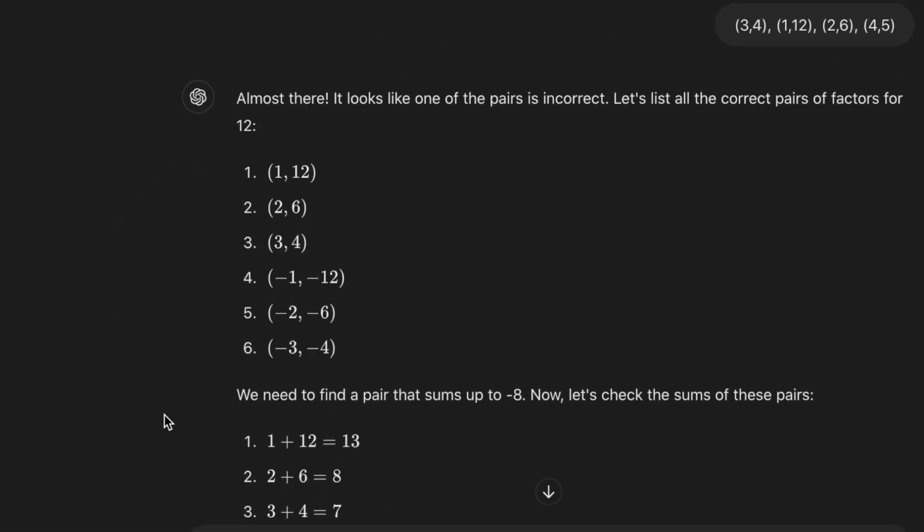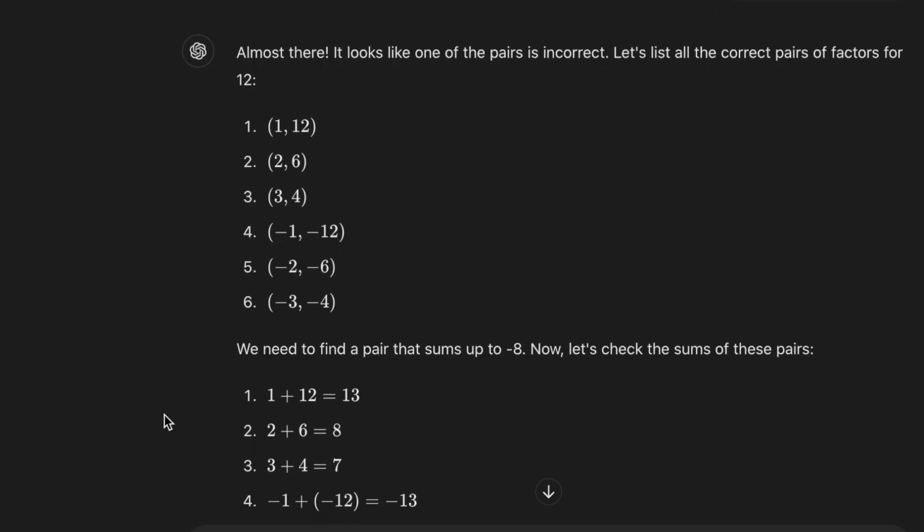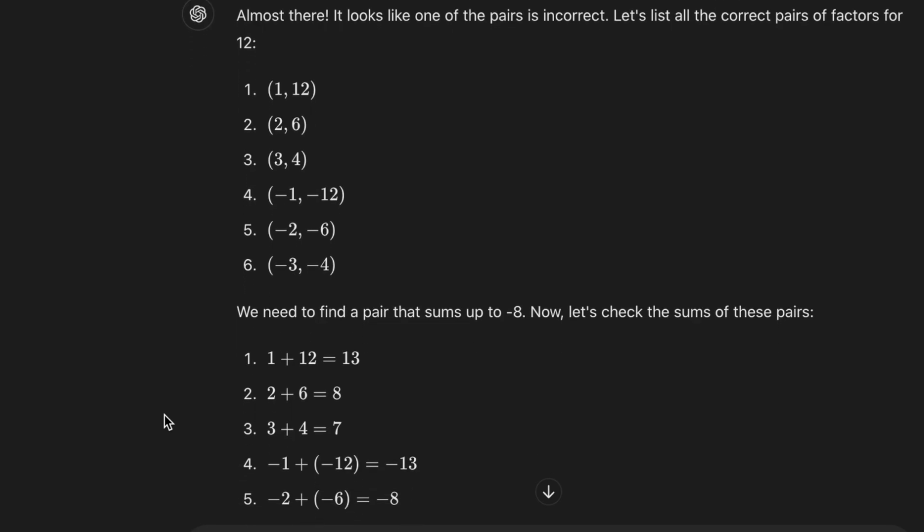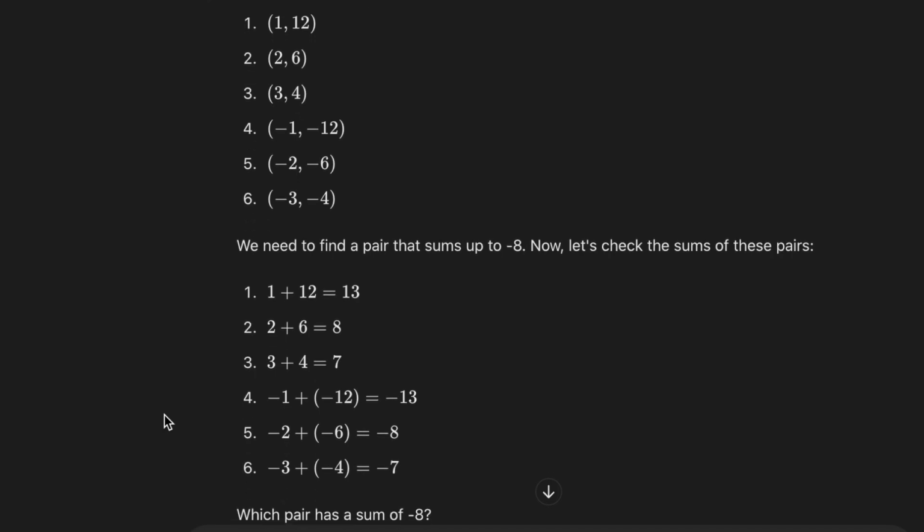Almost there. It looks like one of the pairs is incorrect. Let's list all the correct pairs of factors for 12. 1. 1, 12. 2. 2, 6. 3. 3, 4. 4. Negative 1, negative 12. 5. Negative 2, negative 6. 6. Negative 3, negative 4. We need to find a pair that sums up to negative 8. Now let's check the sums of these pairs.